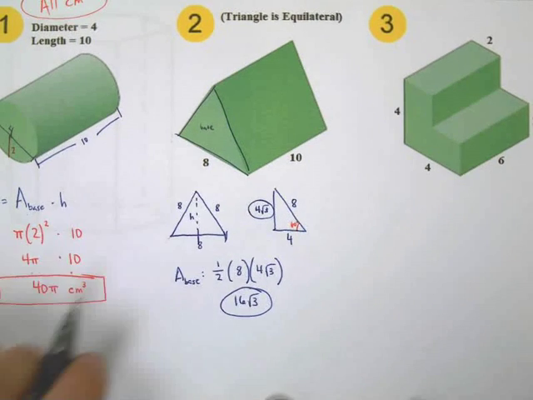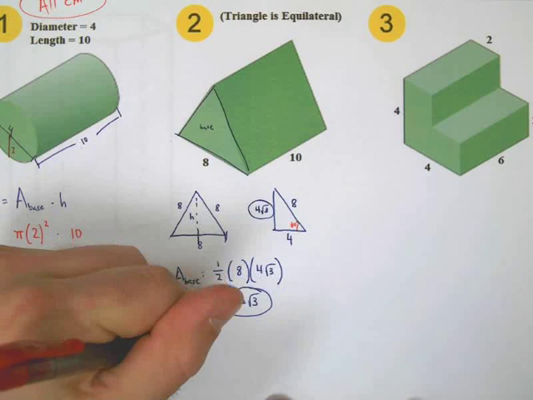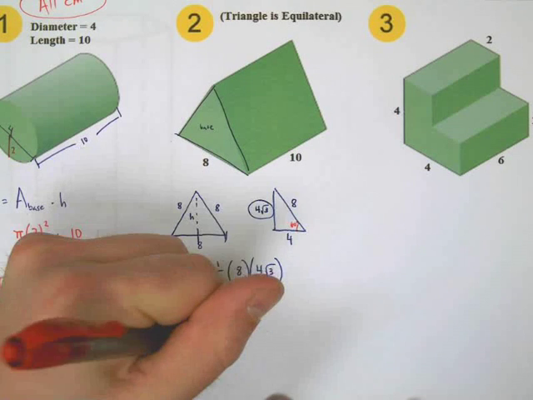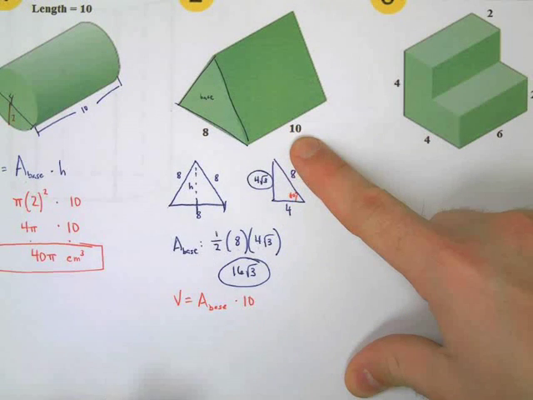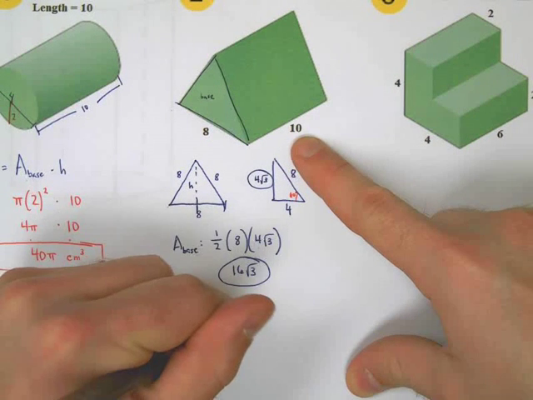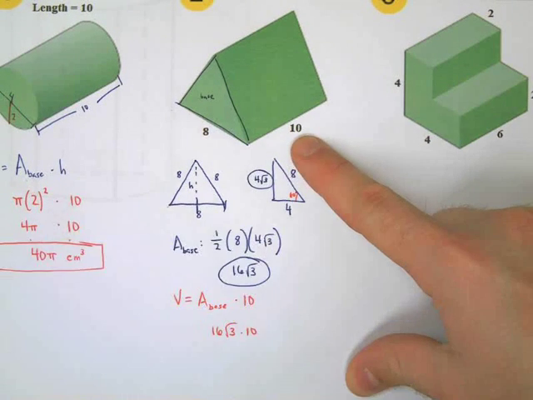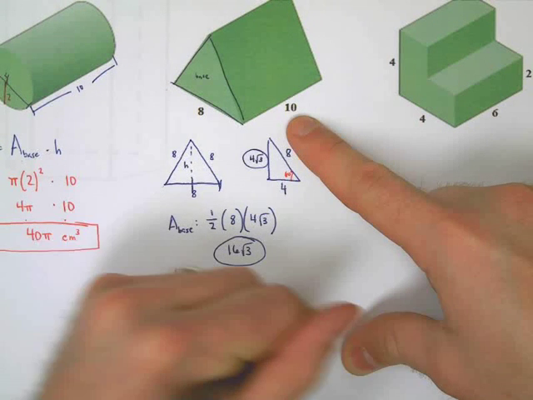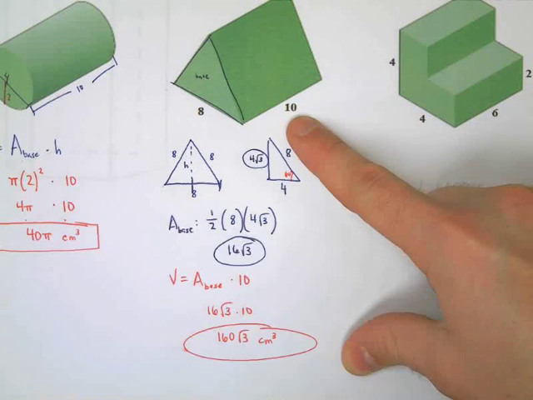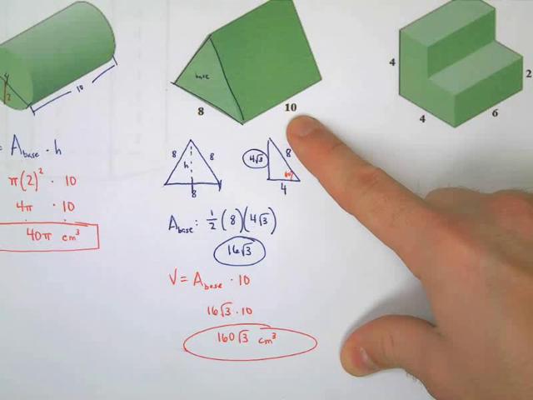Now I need to take that. So to find the volume, I'm going to take the area of the base and multiply it times 10 because that's the depth of my picture here. So if I take 16 square roots of 3 and I multiply by 10, I have 160 square roots of 3 now. Since we're using centimeters for our measurements, that's cubic centimeters.